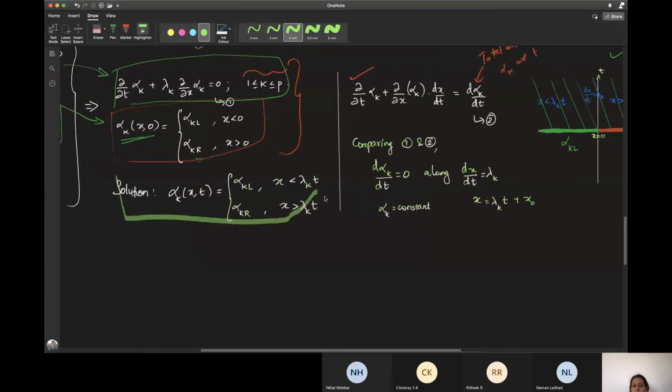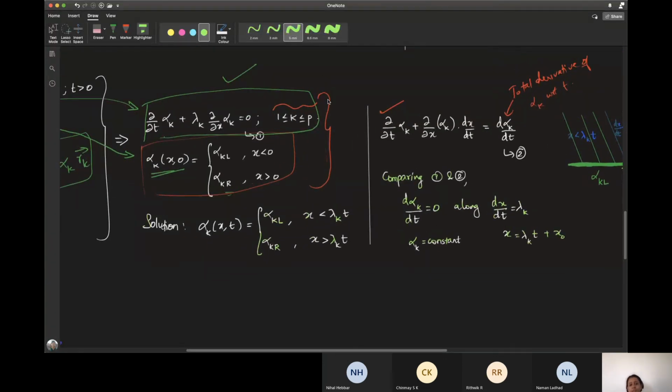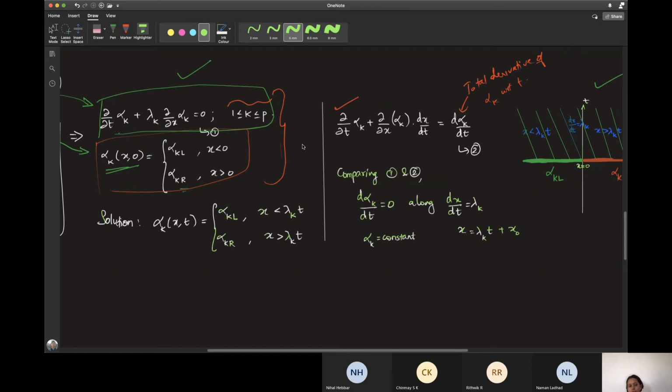So this is now the solution for this scalar equation. For each of these scalar equations, you'll have such a solution. You have p scalar equations, and you'll have p such solutions.